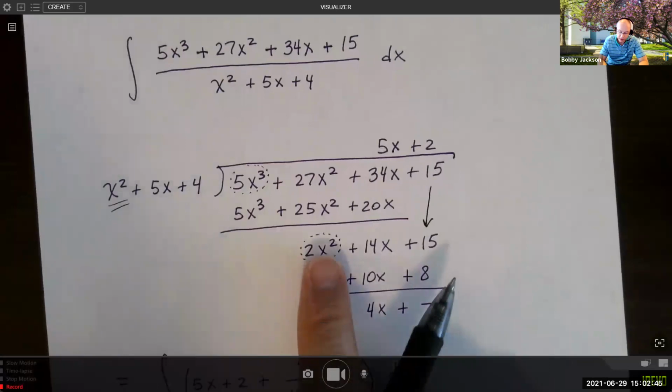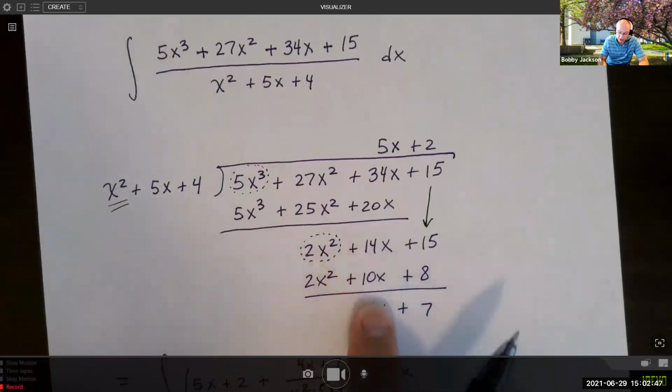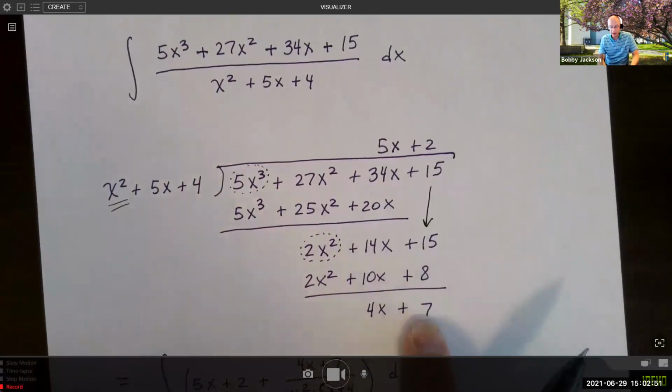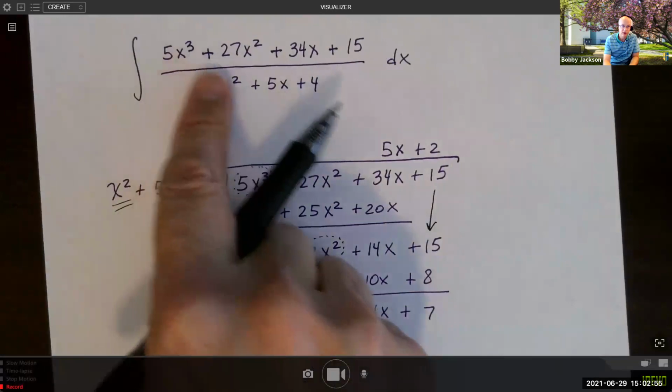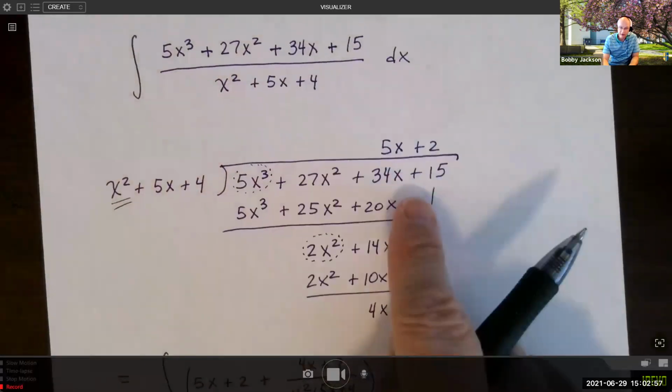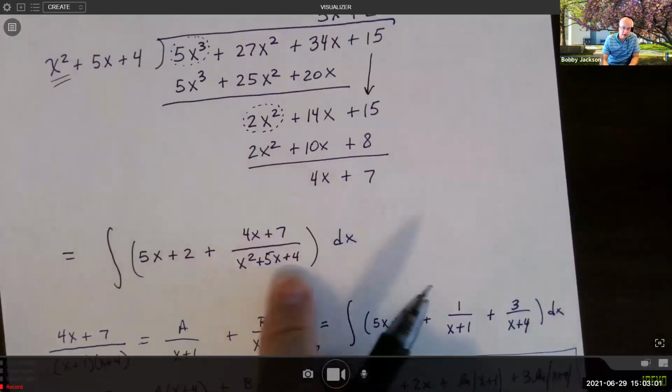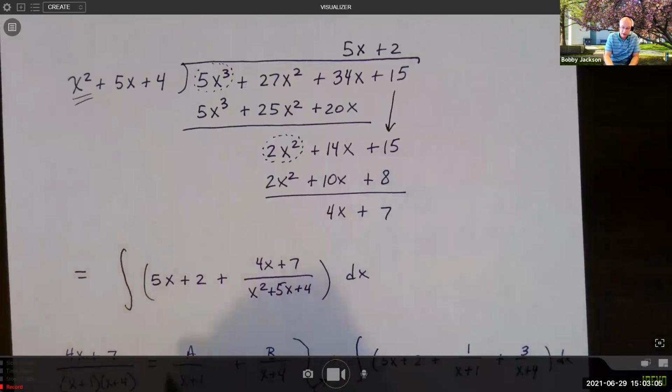And then again, I subtract. 2 minus 2 is 0. 14 minus 10 is 4. 15 minus 8 is 7. And that's my remainder. And so our answer is that this fraction is equal to 5x plus 2 plus our remainder over our divisor. Okay, so I've done the polynomial long division.